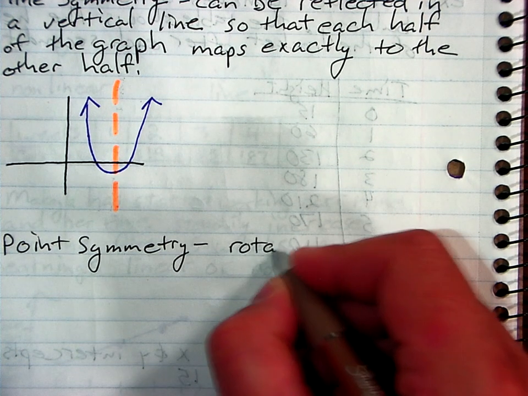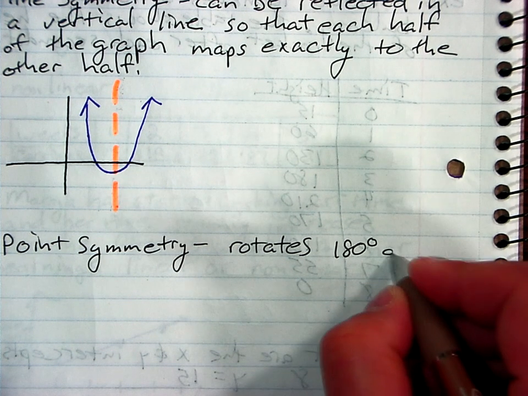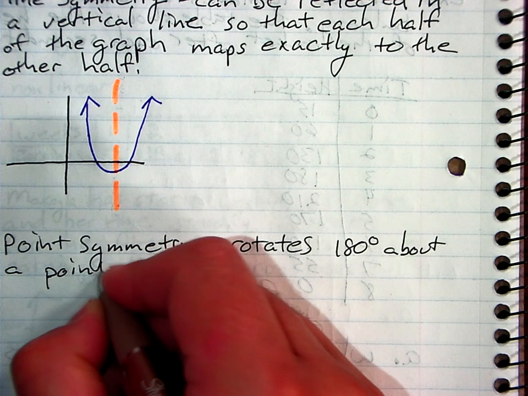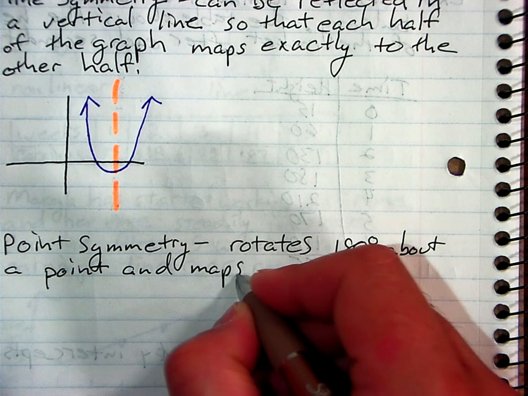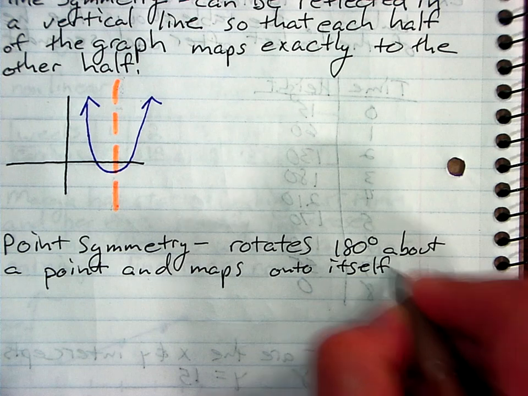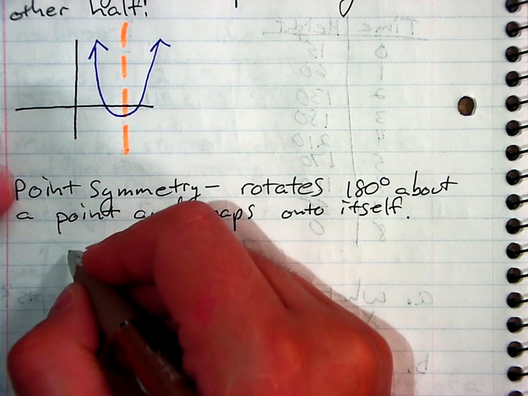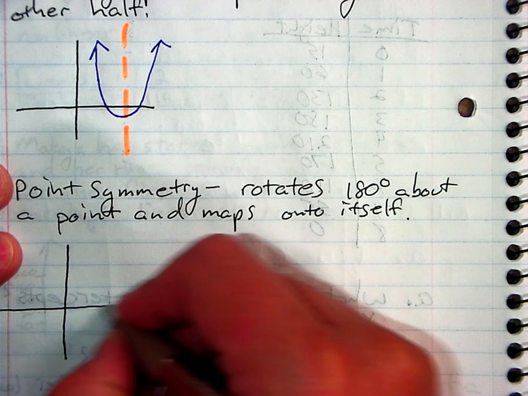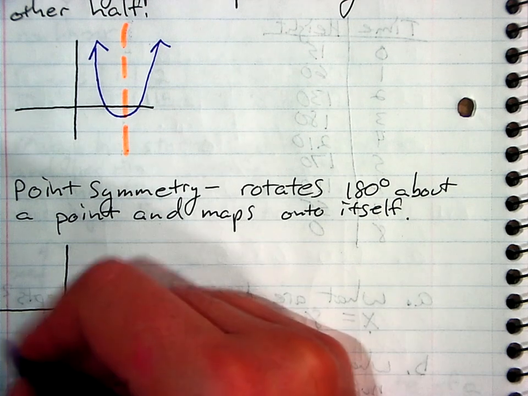Rotates 180 degrees about a point and maps onto itself. This one's a little tricky to draw, but not terrible.